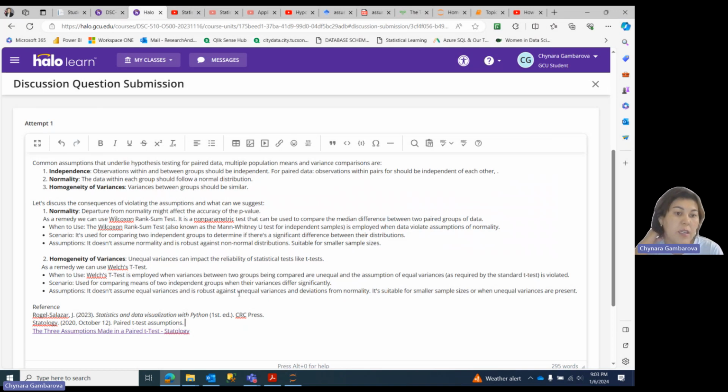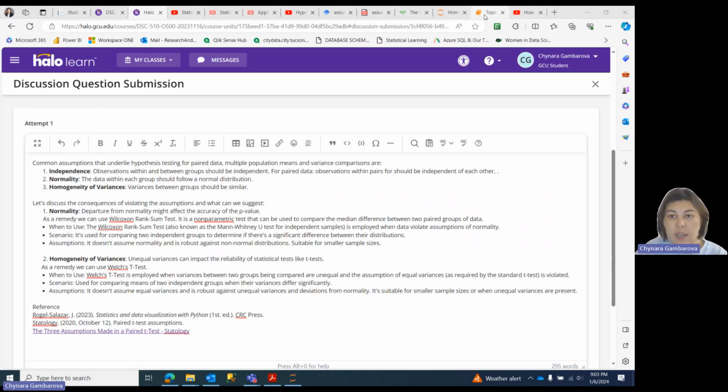Another one is homogeneity of variances. If we have unequal variances, it can impact the reliability of statistical tests like t-tests. As a remedy, we can use the Welch t-test. The Welch t-test is employed when the variances between the two groups being compared are unequal and the assumption of equal variances is violated. The scenario is comparing means of two independent groups when their variances differ significantly. It doesn't assume equal variances.